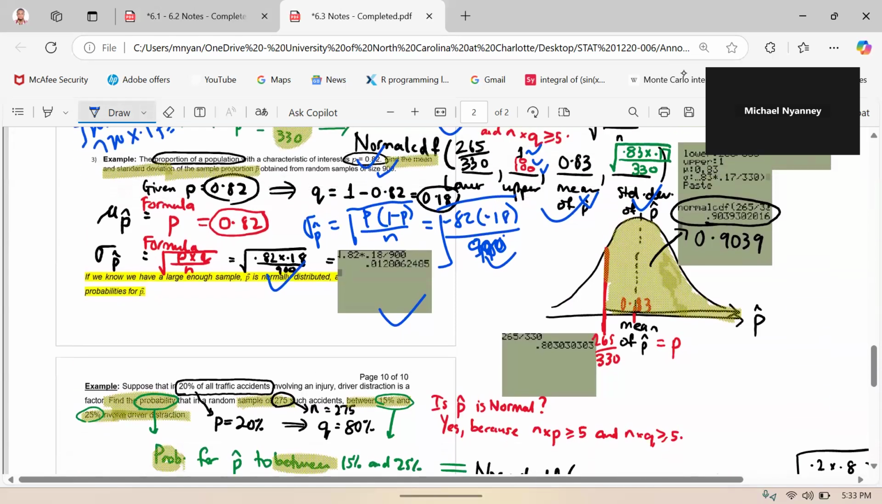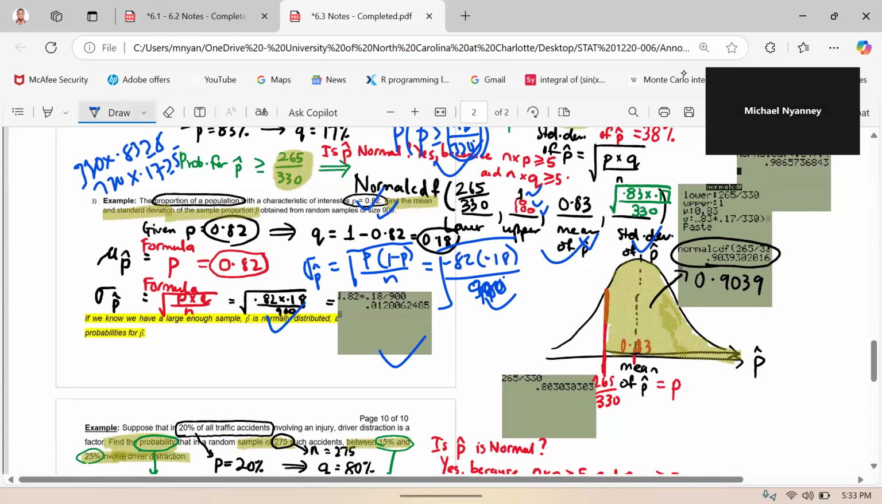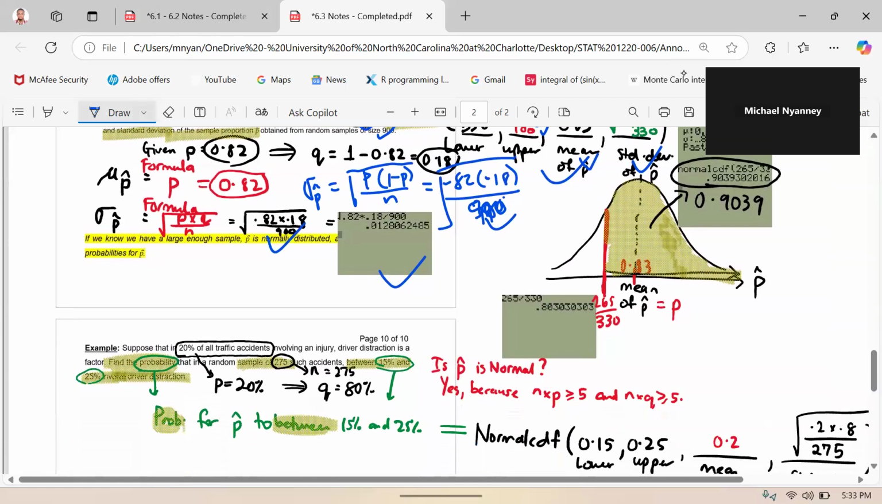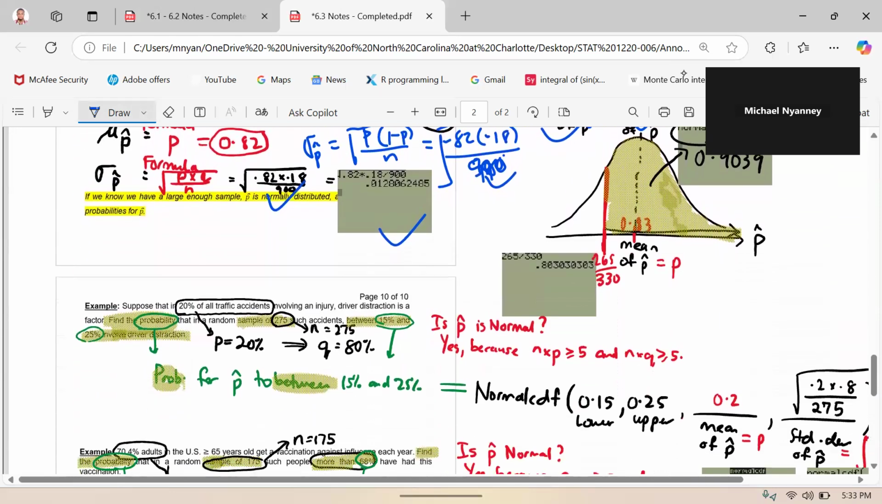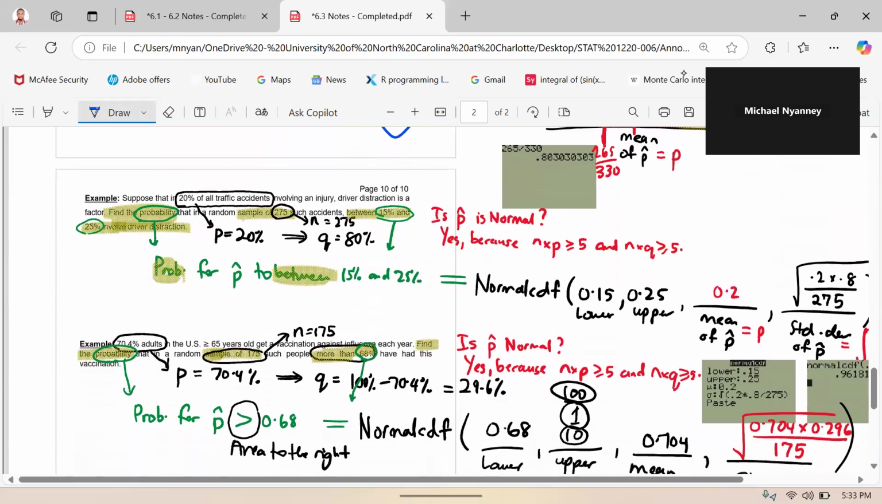Maybe in case the sample size is very large, we are going to the normal distribution. Suppose that in 20%, this is P, our population proportion, and Q is the complement. We pick a sample size of this, identify this, and you're good to go.